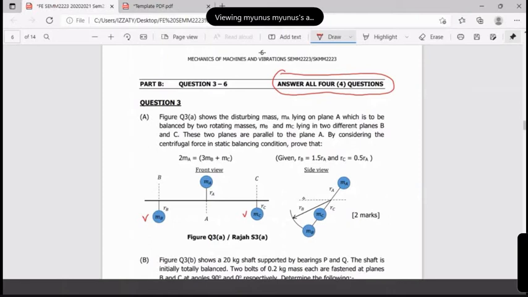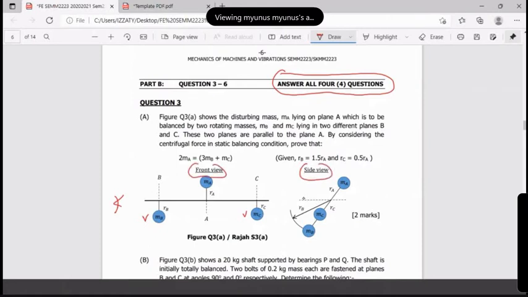Lying in 2 different planes, plane B and plane C. The 2 planes are parallel. All these planes are parallel. When you look at one point, your eye is at one end, then you look at this one. This one is the front view. This one is the side view.